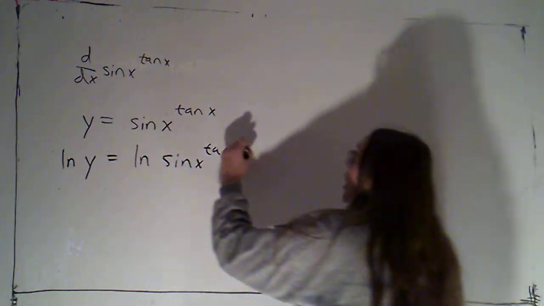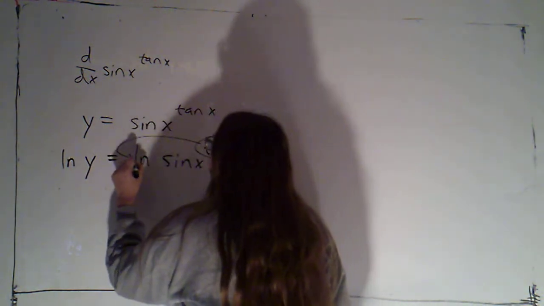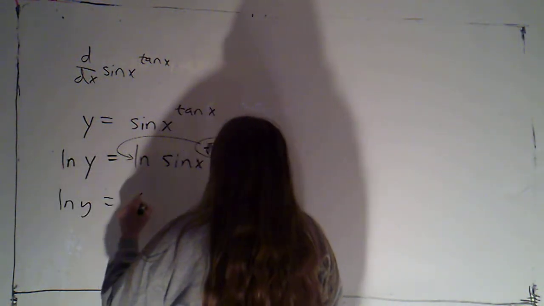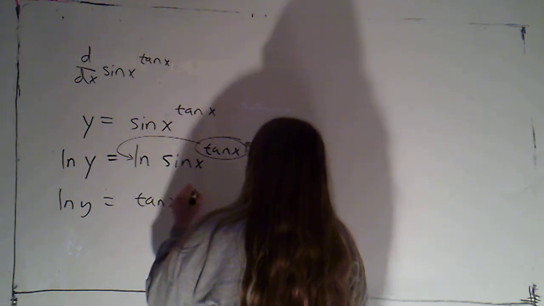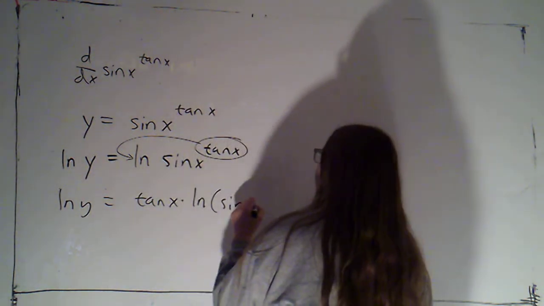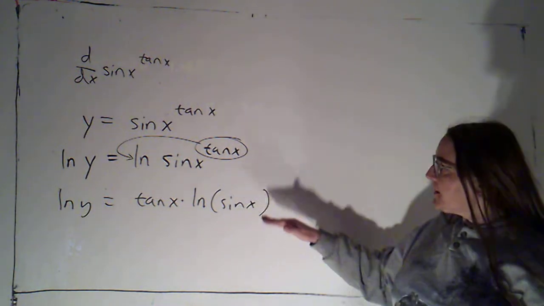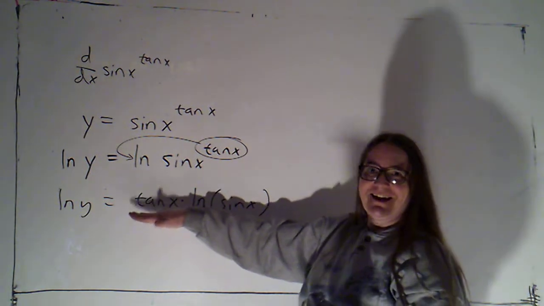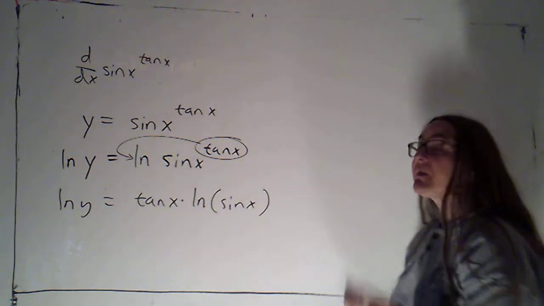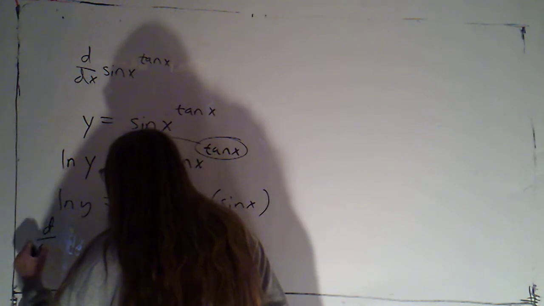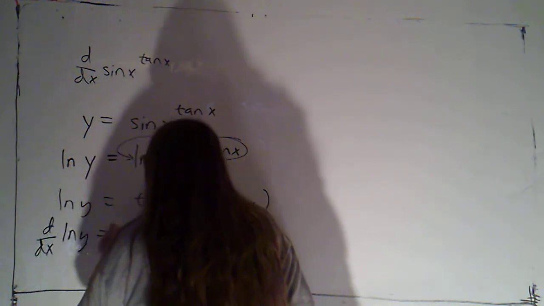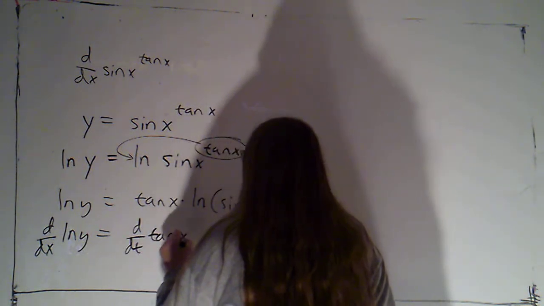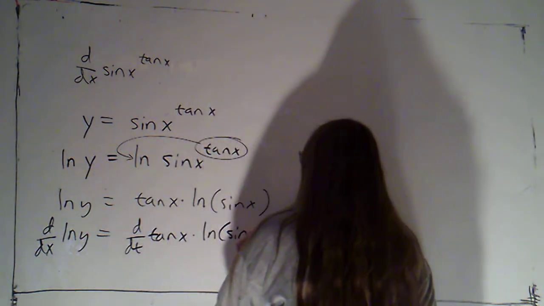So now rules of logs allow me to bring that tangent down. So we've got the natural log of y is equal to tangent of x times the natural log of sine x. So again, we've converted now from a log of an exponential expression to just a product so that we can use product rule. So let's take the derivative of both sides. The derivative of the natural log of y equals the derivative of tangent of x times the natural log of sine x.